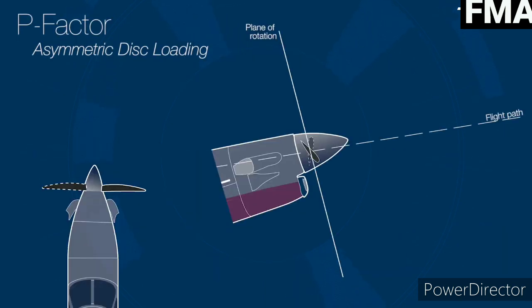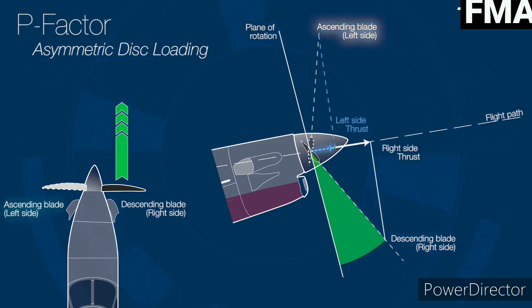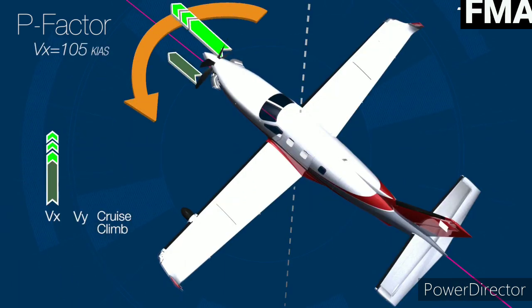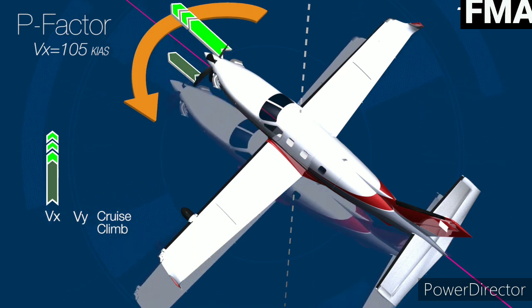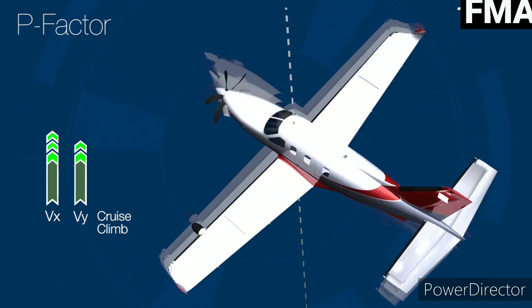P factor, also known as asymmetric disk loading, is a left turning tendency resulting from the descending propeller blade's higher angle of attack, which creates more thrust than the opposite, ascending propeller blade when the TBM is at high pitch attitudes. The left turning tendency is strongest at low airspeeds, such as during takeoff roll after the pitch-up rotation, and during steep initial climbs at low airspeeds, such as Vx and Vy.